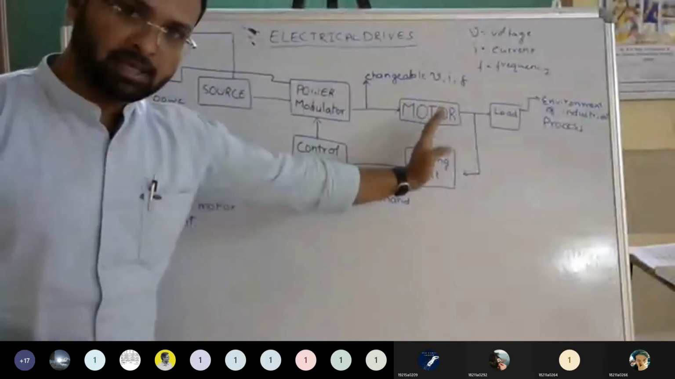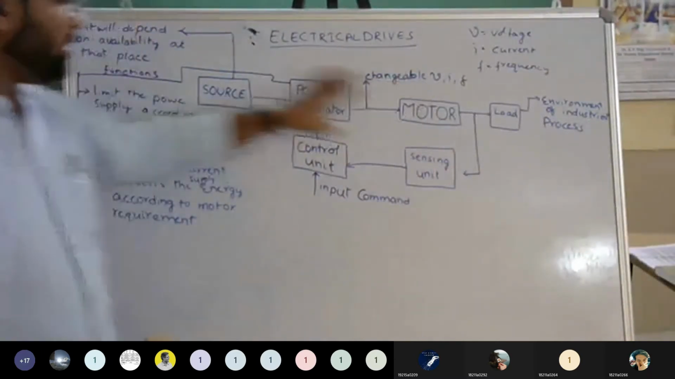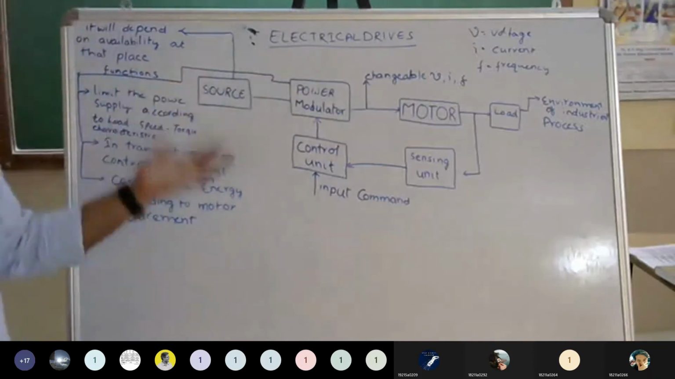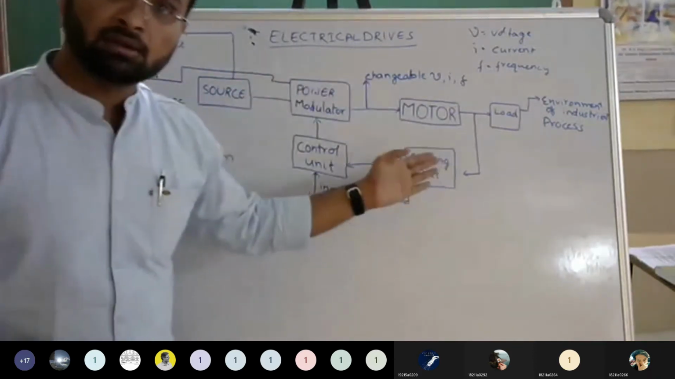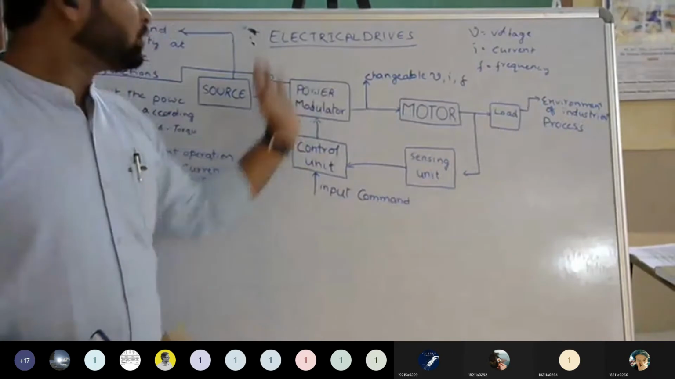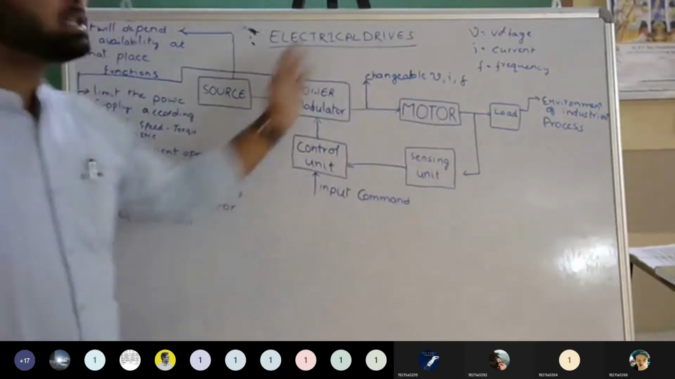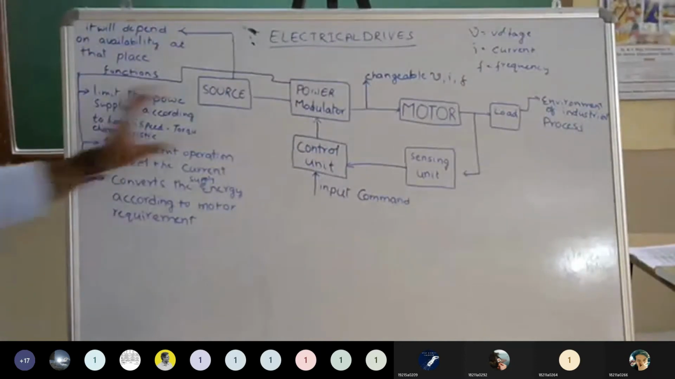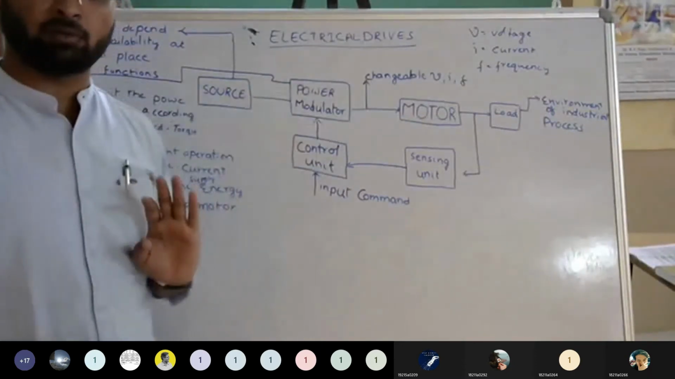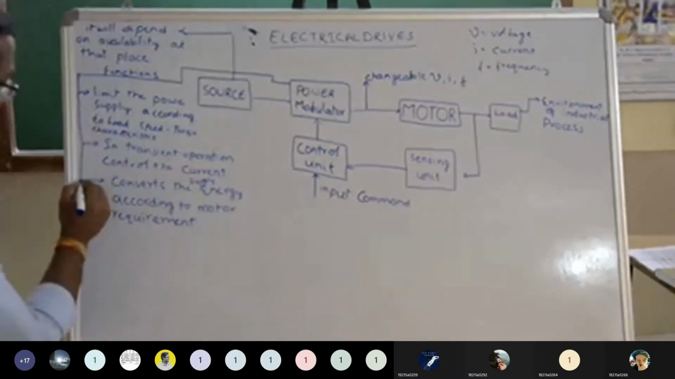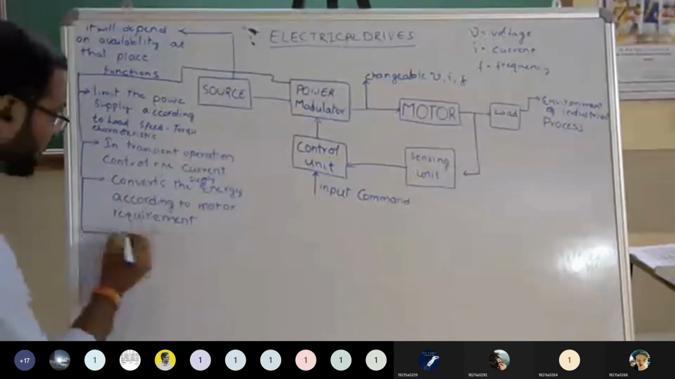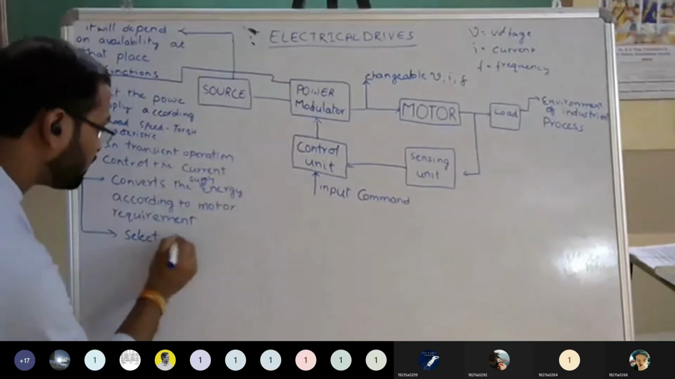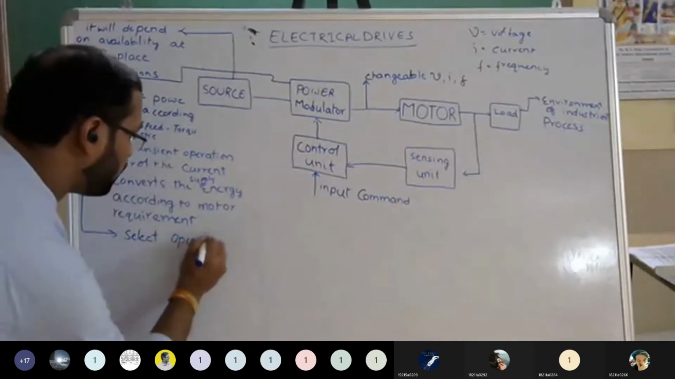Suppose AC is available here and AC is available here too, but the voltage levels are different. Then it will change the AC to variable AC. If some other frequency is required, it will do that. So the power modulator will convert the supply energy according to the motor requirement. And the third thing, and also the most important thing, it will select the operating mode.